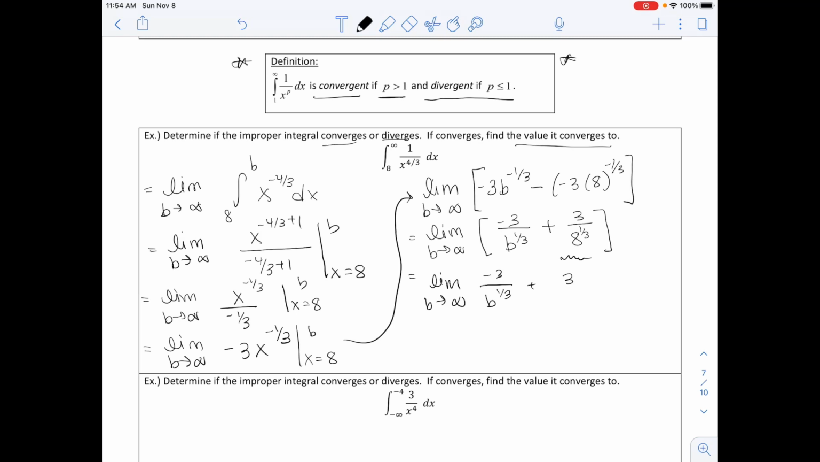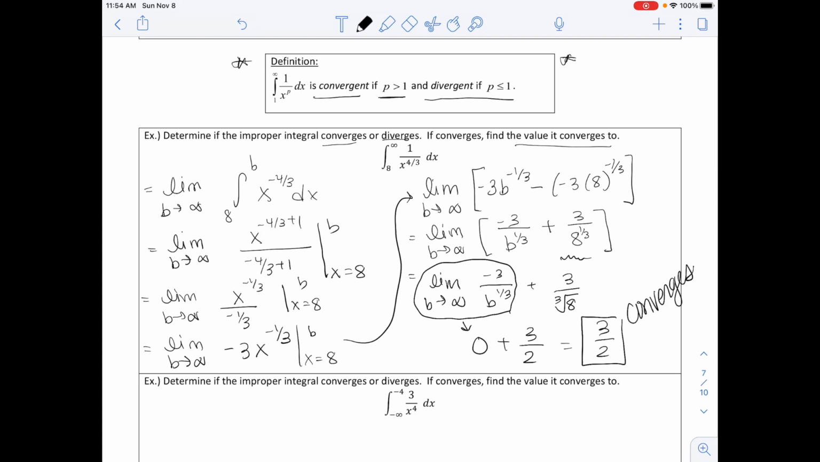And remember, the limit of just a constant is just a constant, and this is going to be 3 over the cube root of 8, and the cube root of 8 is just 2. And when we look at this limit here, as b approaches infinity, you would have a negative over something very, very large. And having a very large number in the denominator means that this would approximately equal 0 plus 3 over 2. So our answer would work out to be 3 over 2. So this converges. And remember, by definition, converges means that it converges to a number.